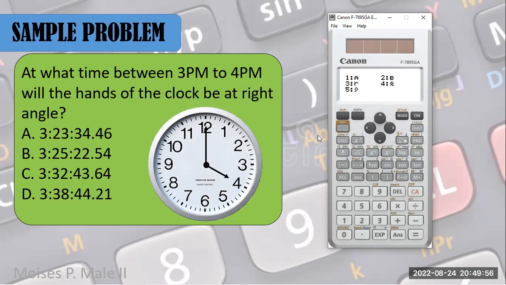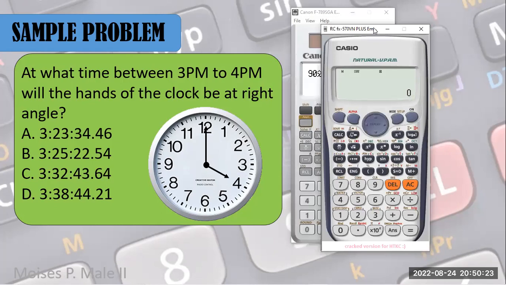Because x column is what we are looking for. 4. Then we get 3.5454. Then convert that to degrees, minutes. So you have 3, 32, 43.64. So the correct answer is letter C. Okay. So same thing with Casio. So you will have the same answer.